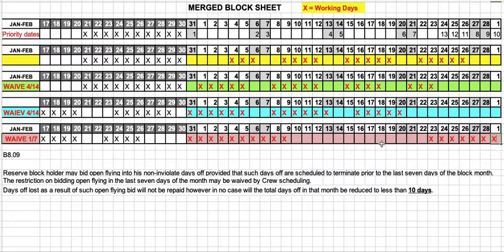These days off being in the middle of the month can, in a 30-day block month, you've got some flexibility to change those by 1 or 2 days. So you could have the 10th to the 22nd off, or the 9th to the 21st off, or the 8th to the 20th off.